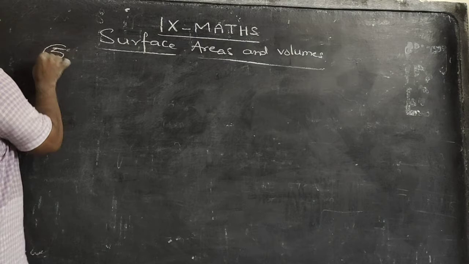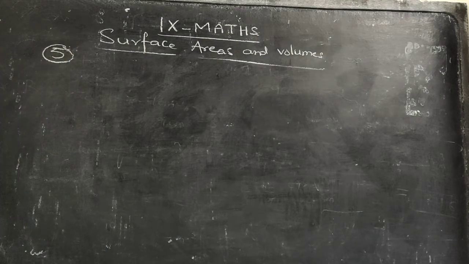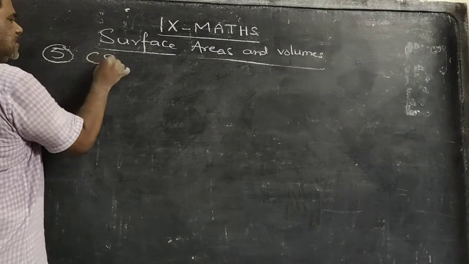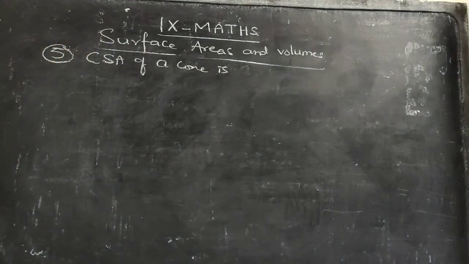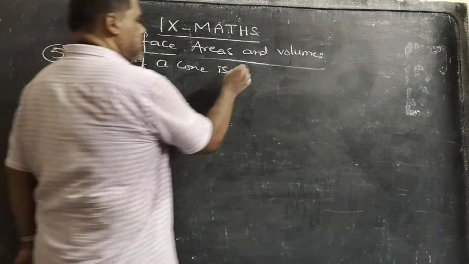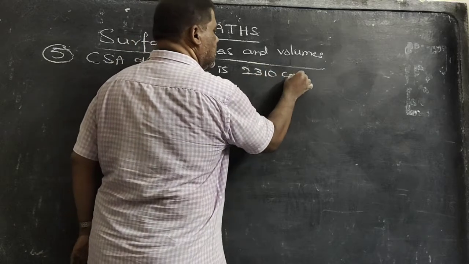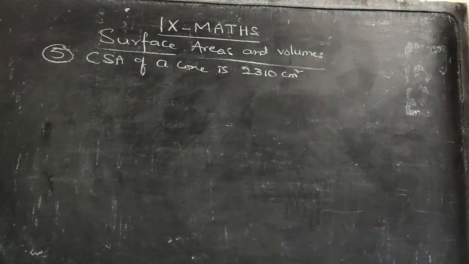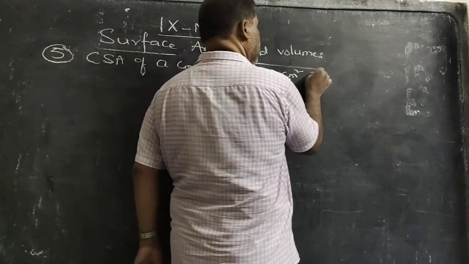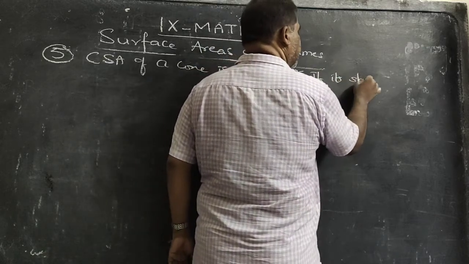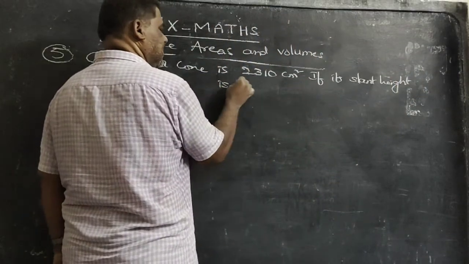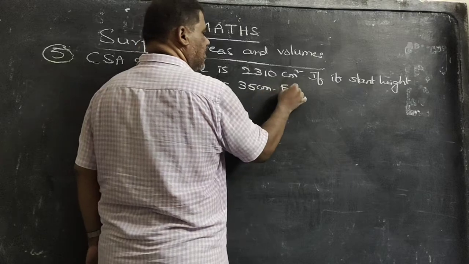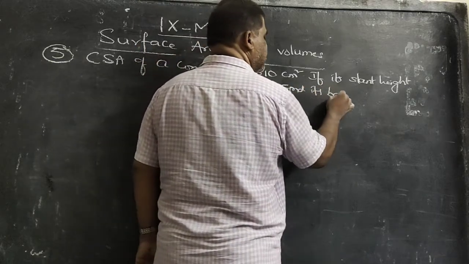Right, question number 5. The curved surface area of a cone is 2310 centimeters square. If its slant height is 35 centimeters, find its base radius.